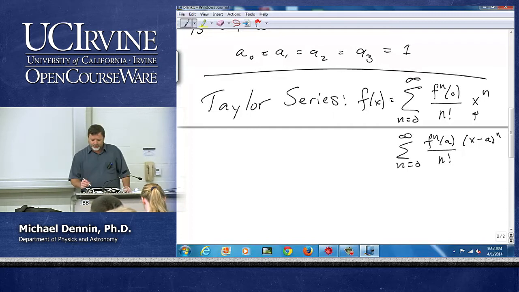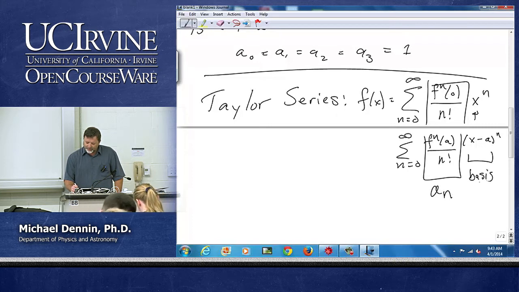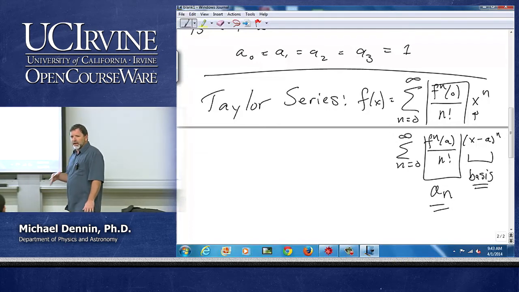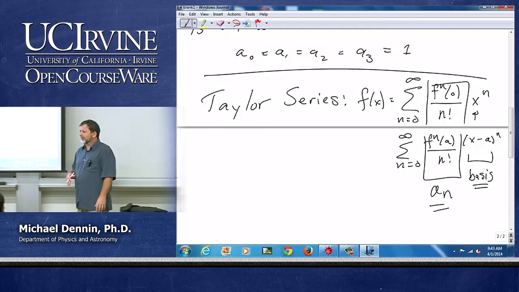But notice, in both of these, we have our coefficient a sub n, and we have our basis. That's the new way we want to think about these. We want to think about it as a coefficient times a basis vector is the language we'll use.